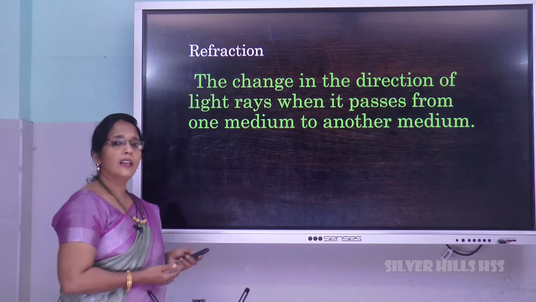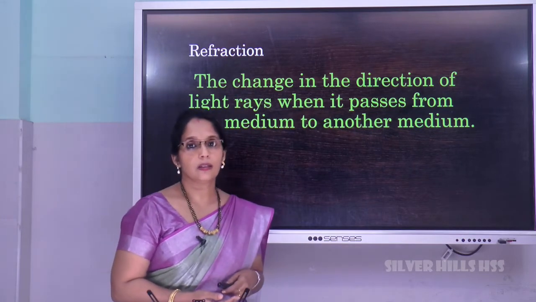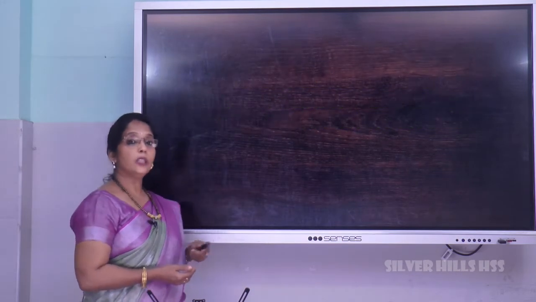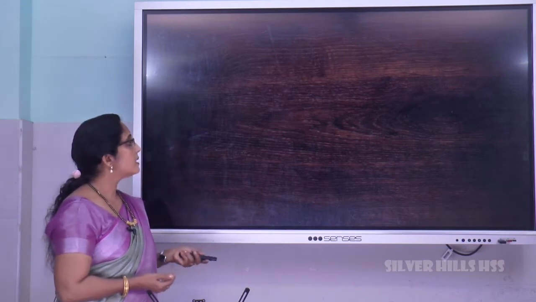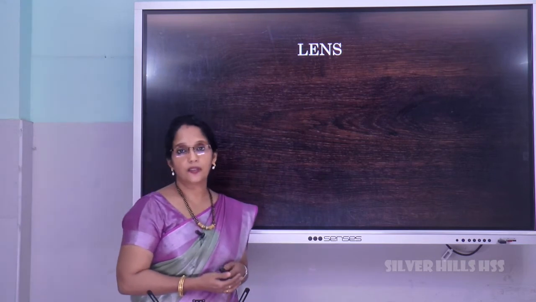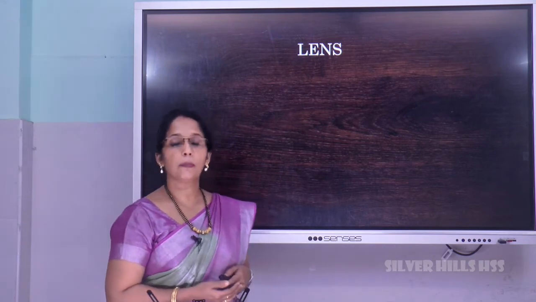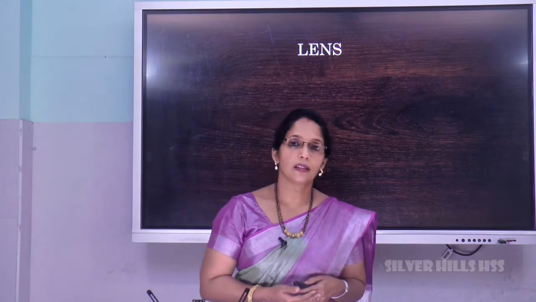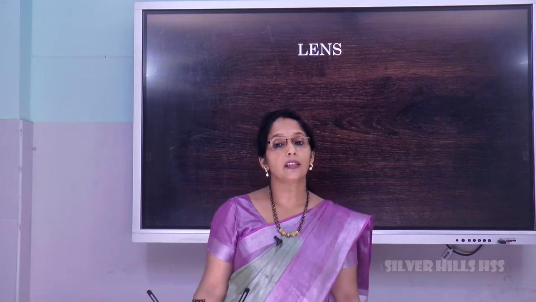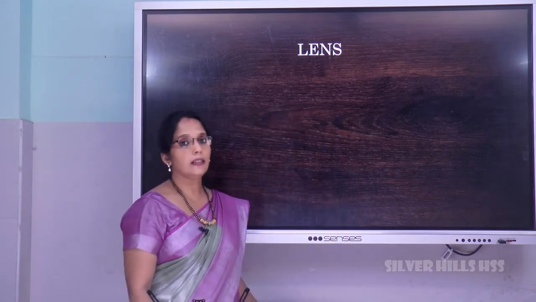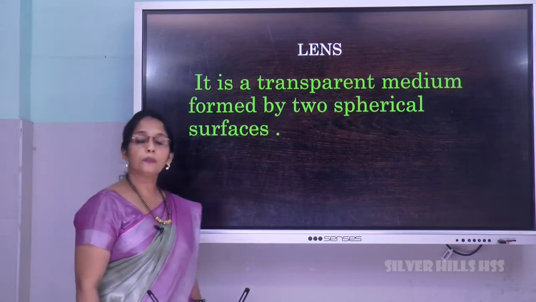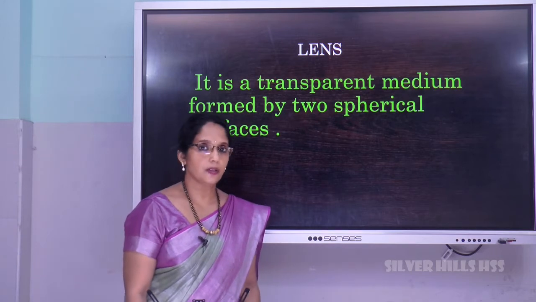Now, last class we studied about mirrors. Now here we can study about lenses. What is a lens? Have you heard about lenses? A lens is a transparent medium formed by two spherical surfaces. What do you mean by transparent medium or transparent objects? Transparent objects are the objects which allow light rays to pass through them completely. So a lens is a transparent medium formed by two spherical surfaces.